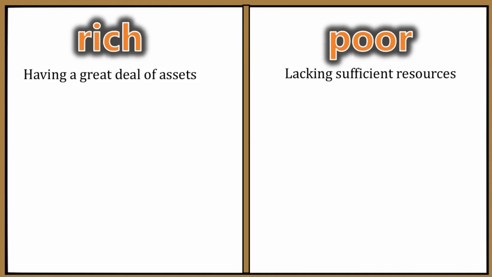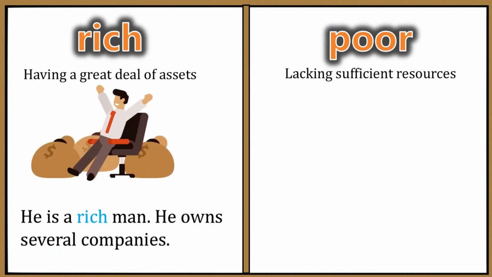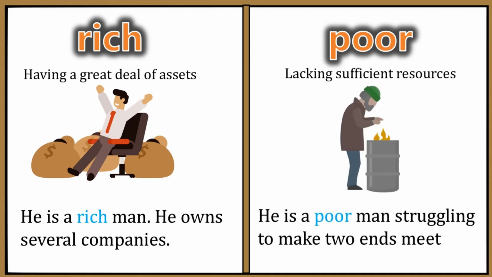Rich. Having a great deal of assets. He is a rich man. He owns several companies. The opposite of rich is poor, which means you lack sufficient resources. He is a poor man struggling to make two ends meet.